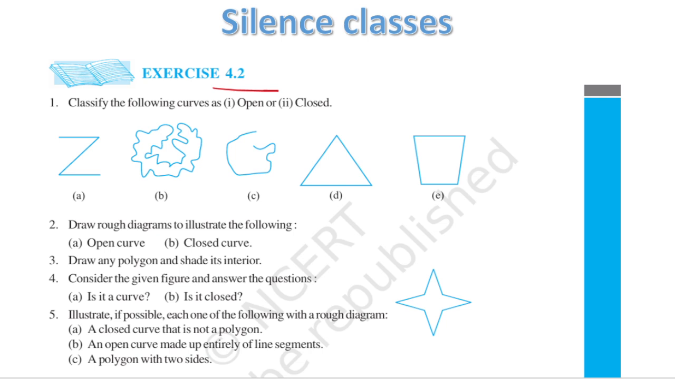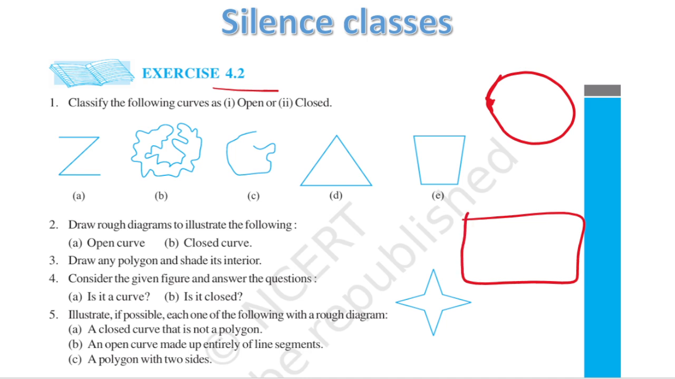I've already told you the closed curves are curves in which you cannot find out the starting point and the end point. Like this, if I draw any diagram like this, you cannot find out the end point and the starting point, from where we have started and where we have ended that particular figure. Now we have to make an open figure.